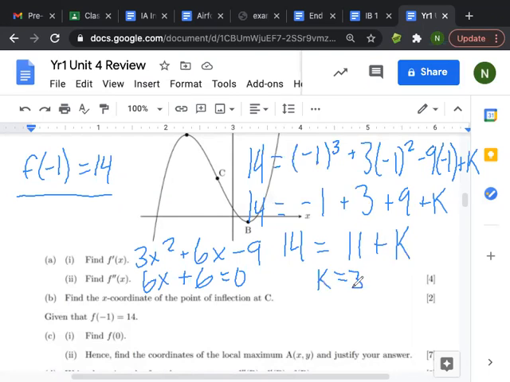K equals 3. It says to find f of 0. So now I know what k is. When I plug in 0 for all of my x values, all I'm left with is k. Wait, so Ms. Thompson, is this 11 my final answer? It's 11 plus k equals 14. Yep.